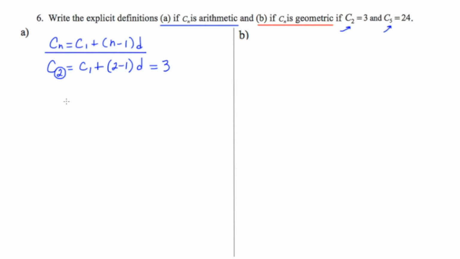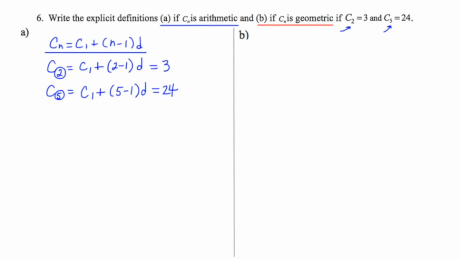Now I'm going to develop a second equation based on the second piece of information, which is that the fifth term is equal to 24. And I'll plug as much of this information into the master formula as I can. I still don't know the first term. I'm now letting n equal 5, which means this becomes 5 minus 1. And I still don't know what d is, the common difference between successive terms.